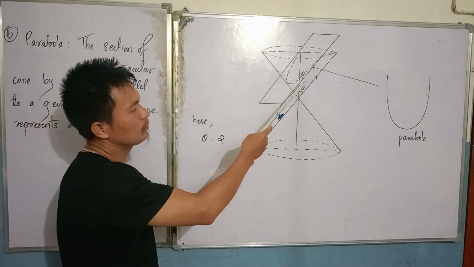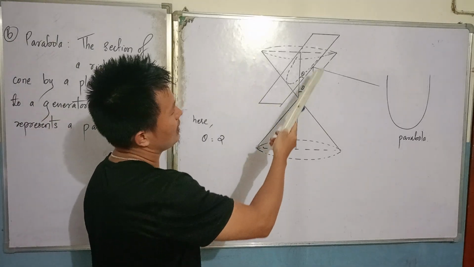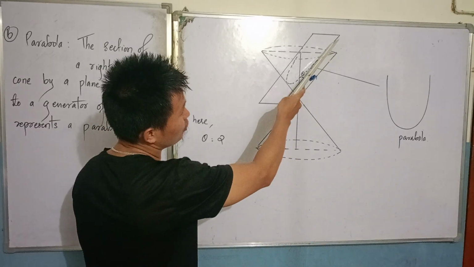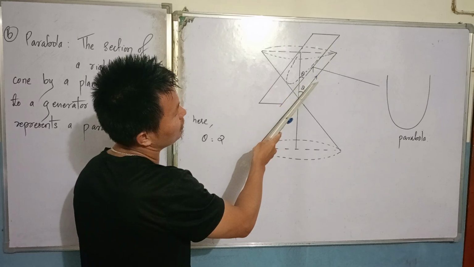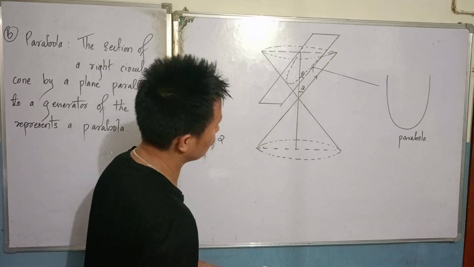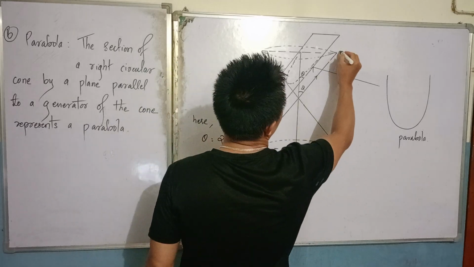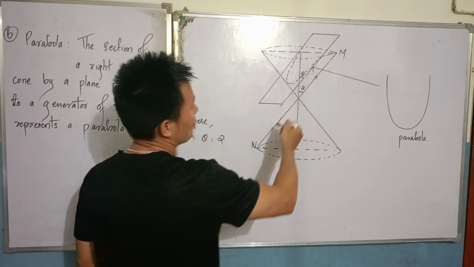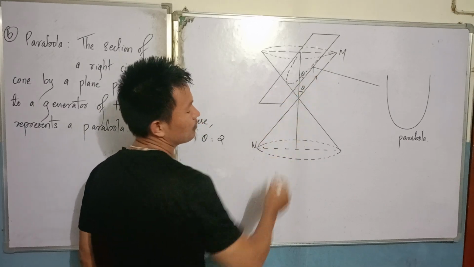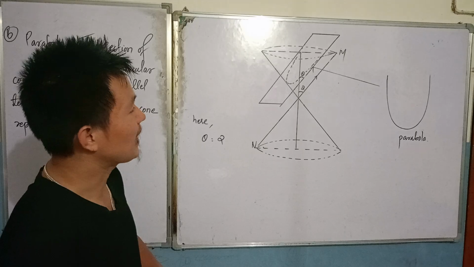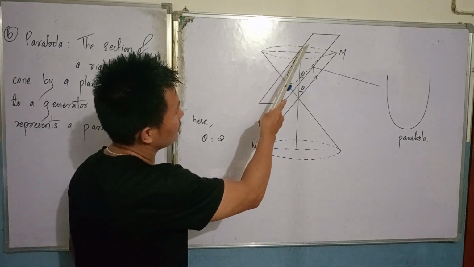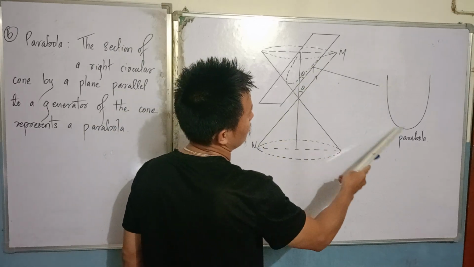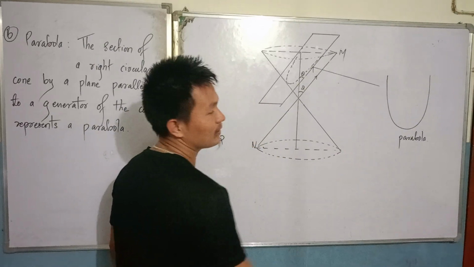So this is a cone. Right now I have cut this cone in such a way that the cutting plane is parallel to the generator. You see this generator here? Let's mark it as MN. So this MN is parallel to the cutting plane. In that case, this kind of figure forms. If I zoom in here, it forms this kind of figure, which is known as the parabola.